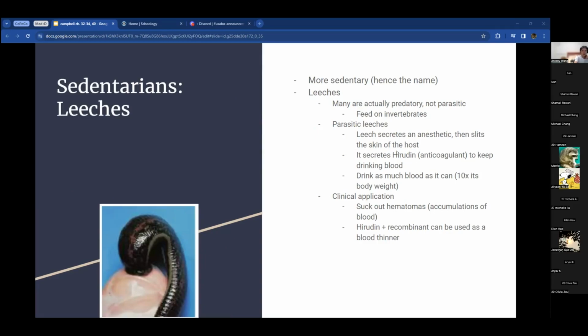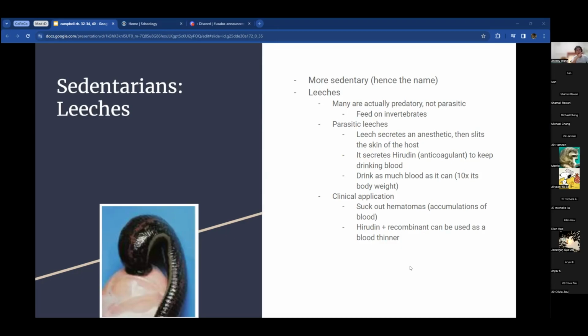They secrete compounds in their saliva that prevent the host from knowing, one, that it's been bitten, and two, that it's being drained. Parasitic leeches secrete an anesthetic and slit the skin of their host. It applies an anticoagulant to keep blood flowing.